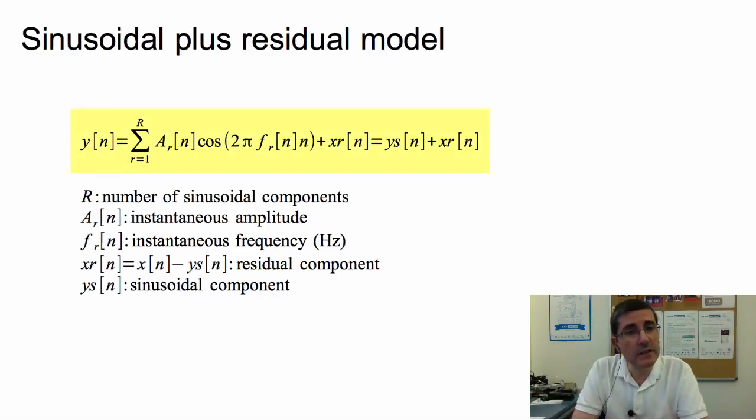So in this equation we see that y, the signal, is modeled with a sum of time-varying sinusoids with amplitude and frequency. And we have x_R, which is our residual. So the whole sound is y_S, our sinusoidal component, and x_R, our residual signal. And x_R is simply computed by subtracting the sinusoids from the original signal. And this is what we'll be talking about in this lecture.